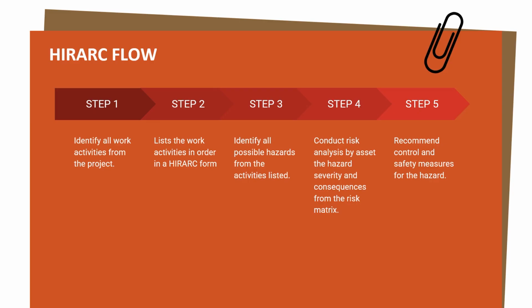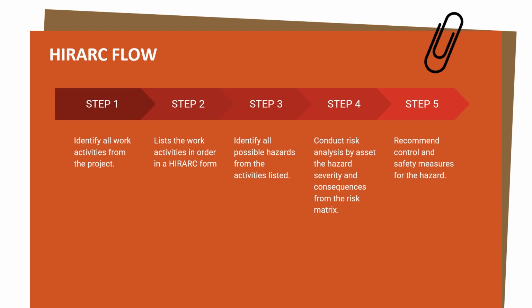So there are 5 typical steps in the process of conducting a high-rate assessment. Step number 1, we need to identify all work activities from a given project. For example, all of the activities that need to be done to finish the project. Step 2, list those work activities in the order the high-rate form prepared. For example, the first activity of a project is listed as number 1 in high-rate. Then another activity that follows the first activity is listed as number 2, and so on until all activities are listed.